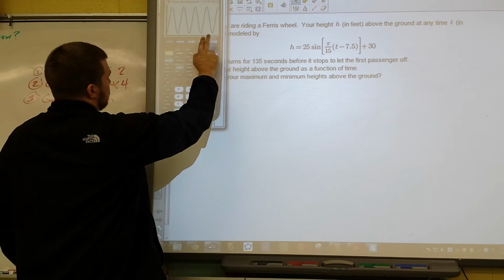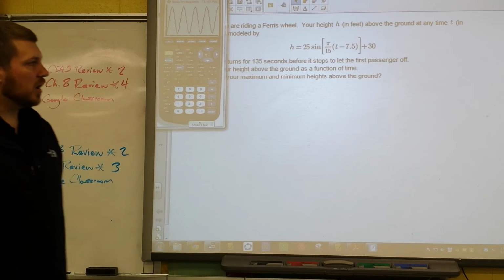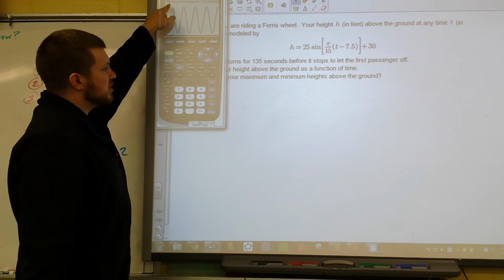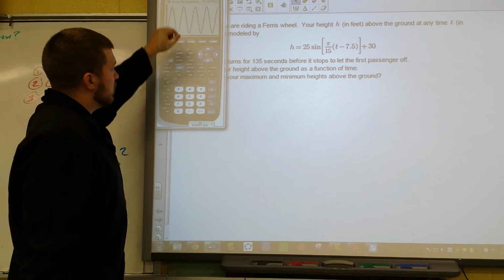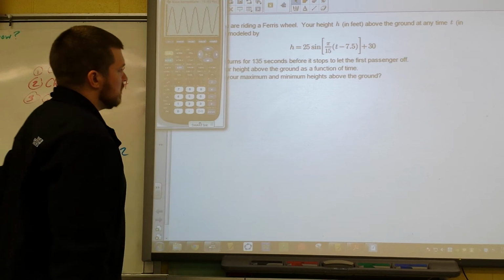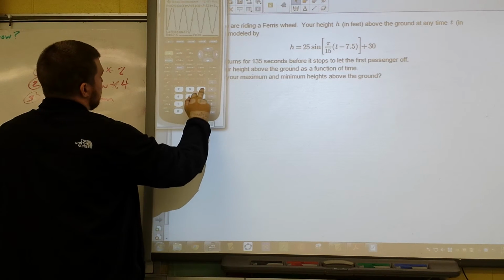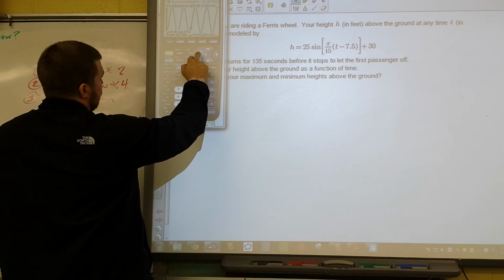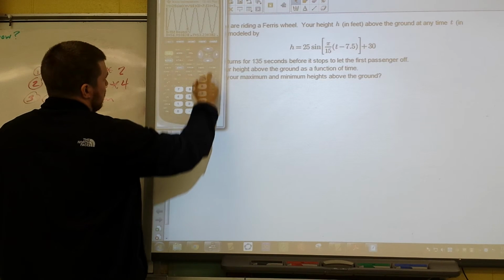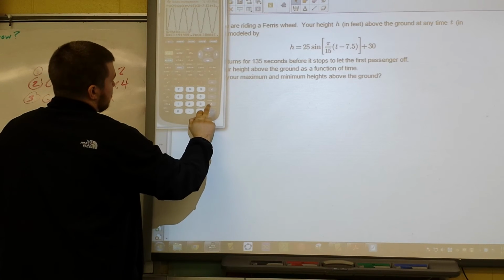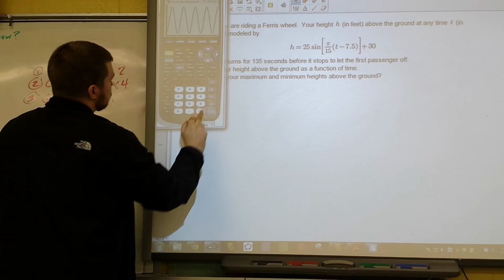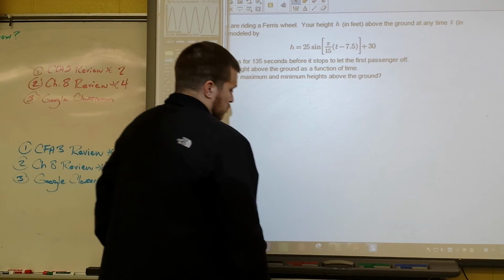So the Ferris wheel, if I go to my graph, goes up and down, up and down. Here's the highest point that you're going to be on the wheel, the lowest point you're going to be on the wheel. We want to find the maximum and minimum heights above the ground. So I'm going to do second calc, option 3 for minimum. I'm going to just say left bound, I need to be on the left side of the valley. Right bound, I need to be on the right side of the valley. And put it in the middle. My minimum value is y equals 5.